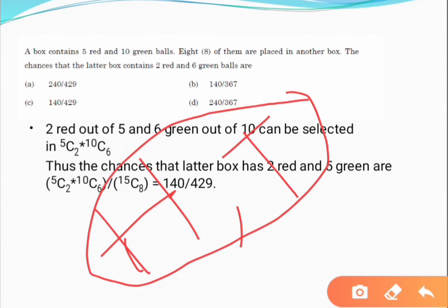Now the last one is odds in favor of an event. If the number of ways favorable to an event A is M and the number of ways not favorable to A is N, then the odds in favor of A is M by N and the odds against A equals N by M.